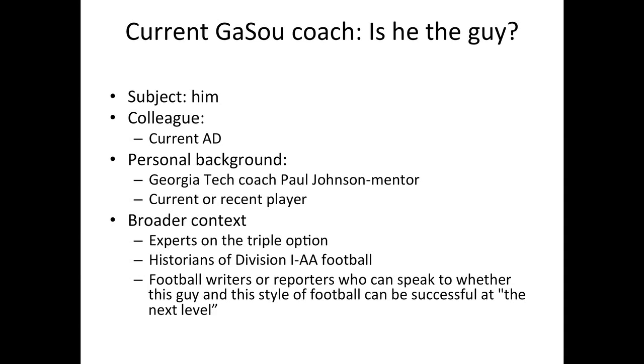Monken is a guy who worked for Paul Johnson, who's the current Georgia Tech coach, who is well known for running a particular style of offense called the triple option. And I'm not going to get into the X's and O's of that, but it's fairly innovative and can cause some schools problems, although obviously Georgia has not had much of a problem with it in recent years. But Johnson would be a great person to talk about Monken and the challenges that he's going to face.